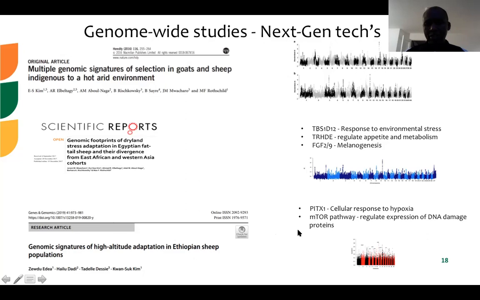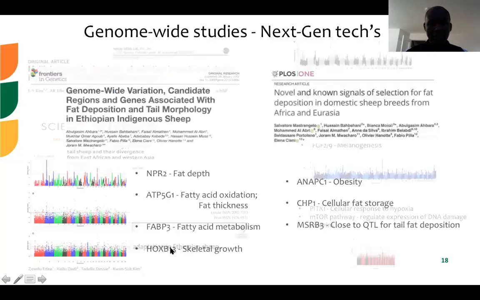There are also several other genes that are associated with the mTOR pathway that were found within the candidate regions that they observed. And this pathway is responsible for regulating expression of DNA damage proteins. We very well know that hypoxia and DNA damage are quite stressful factors as far as survival in high altitude environments is concerned.